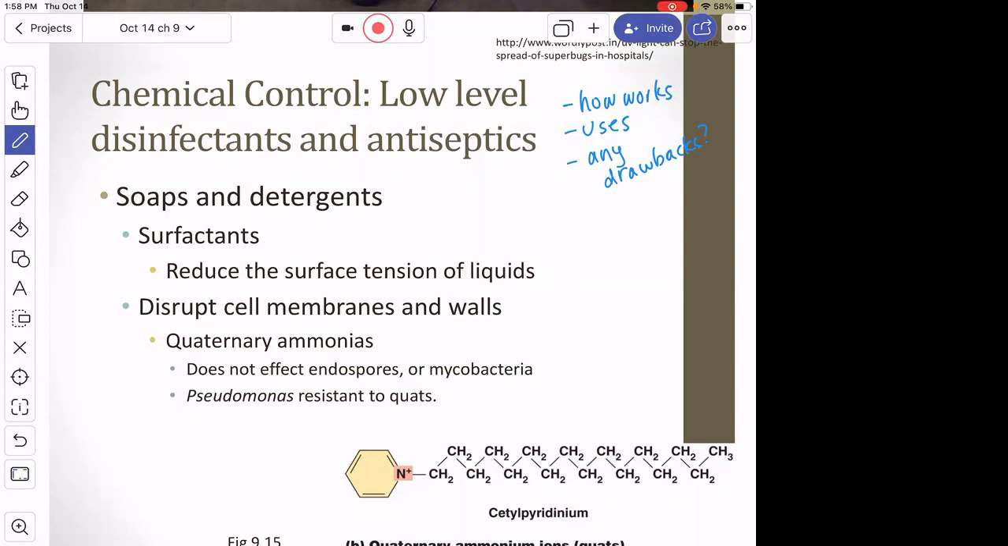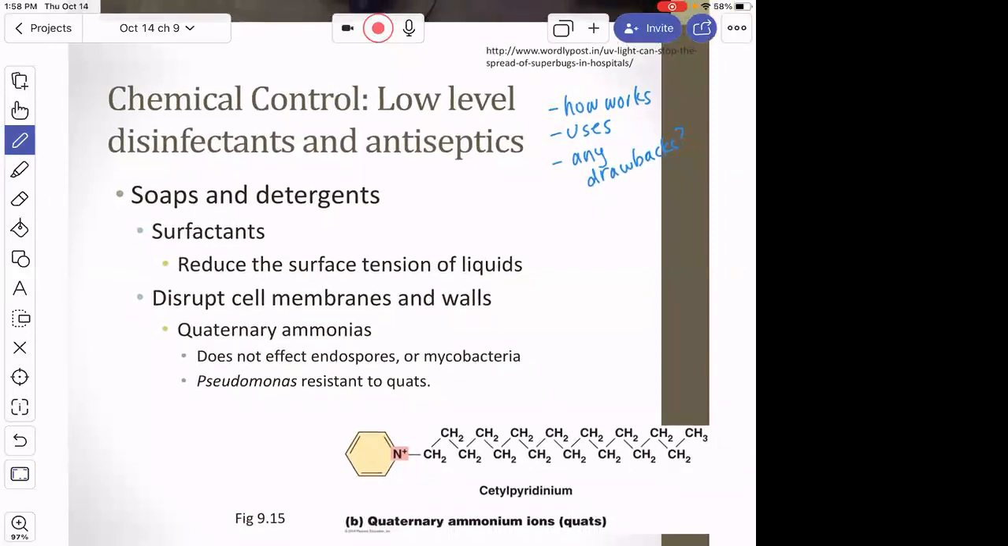Okay, so I have these organized by low level, medium level, and high level. So a low level antiseptic or disinfectant is going to work against those microbes that are easiest to kill. And a high level one will even be effective against spores. Okay, so that's why I've got that organized that way. None of them are perfect. They'll have some disadvantages. Okay, soaps and detergents seems like a good place to start.